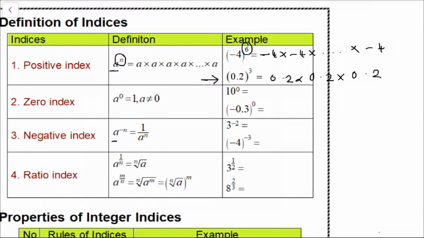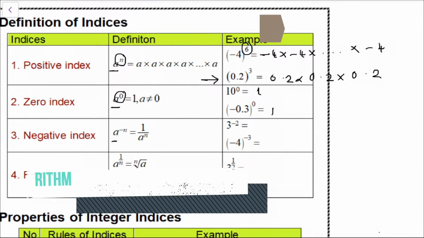Okay, moving on to the second index, that is zero index. Zero index is when you have a base, which could be a positive or negative integer, but with power 0. The power must be 0. So if you have a power 0, then we call it a zero index. So 10 to the power of 0 is equal to 1. Negative 0.3 to the power of 0 is also equal to 1. So you can just memorize that any index that has 0 power, the answer will always be equal to 1. So it's easy for zero index.